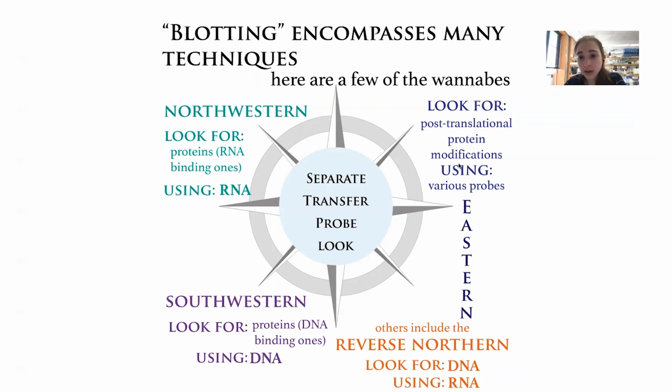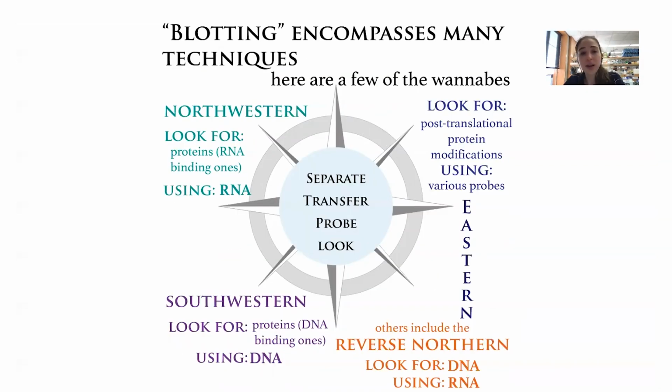With an Eastern blot, you're looking for post-translational protein modifications, things like phosphorylation, glycosylation, which is sugar addition, and lipidation, addition of lipids. Typically these can be various probes, often antibodies against the specific modifications. So it's like a Western blot, except you're looking for modifications to proteins, not specific proteins themselves.